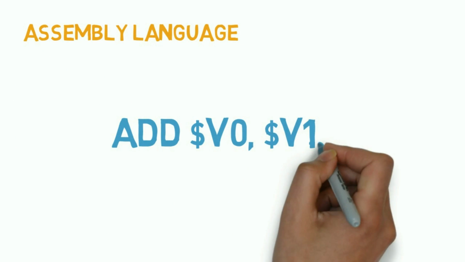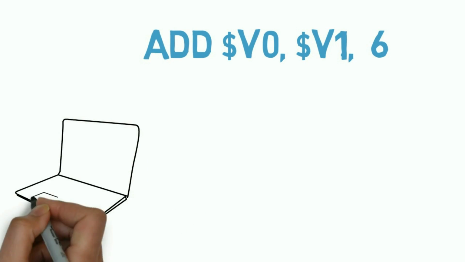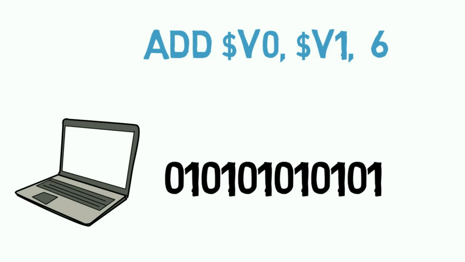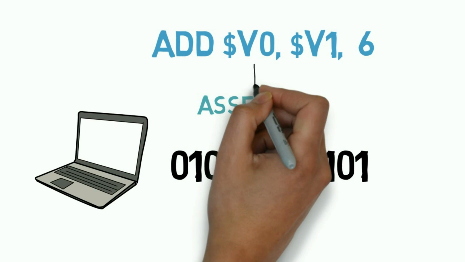Here is an example to add two numbers in assembly language. But computers can only understand machine language. Therefore, we need an assembler. The assembler converts assembly language into machine language.